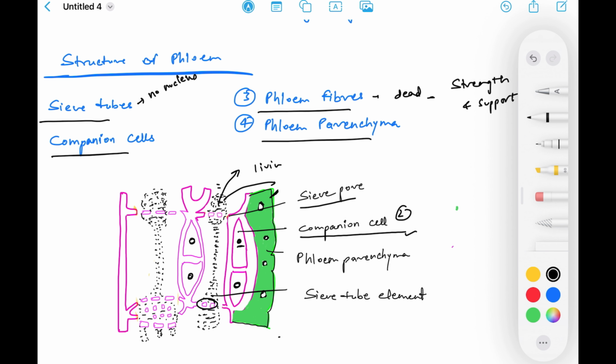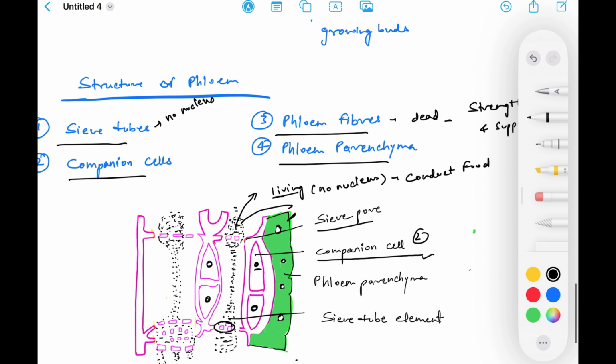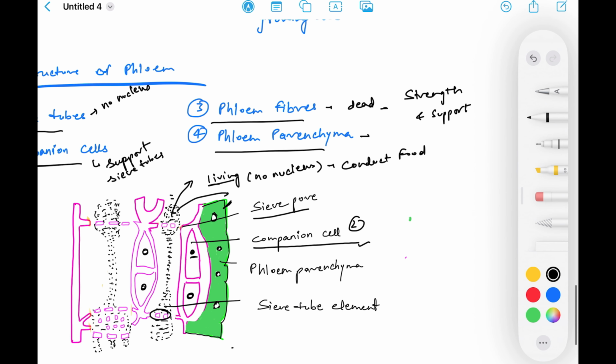Okay. The first one is sieve tubes, which are living but have no nucleus, and their function is to conduct food. The second one is companion cells. They are living and their function is to support sieve tubes. The third one is phloem parenchyma. It is living and its function is to store food. The last one is phloem fibers. They are dead and they provide strength.